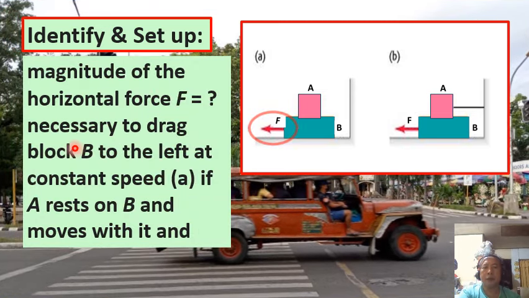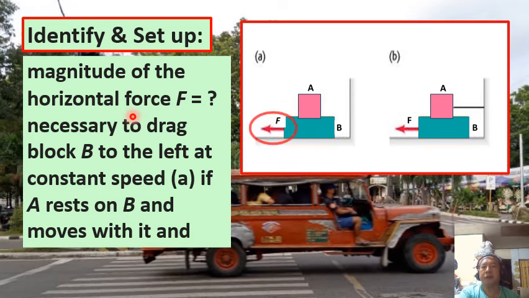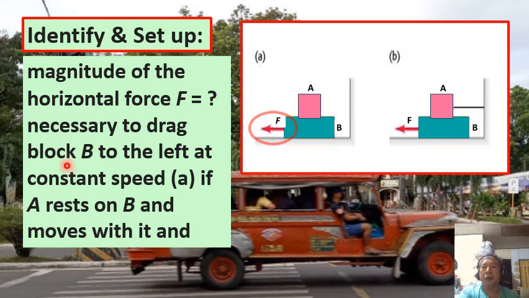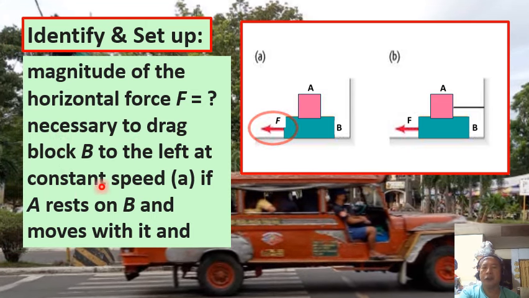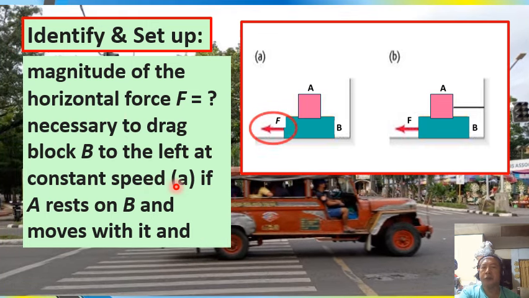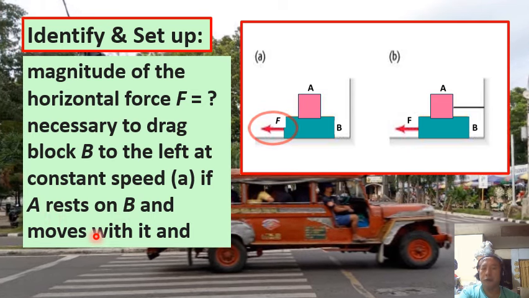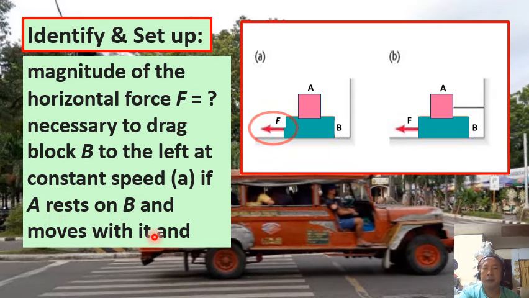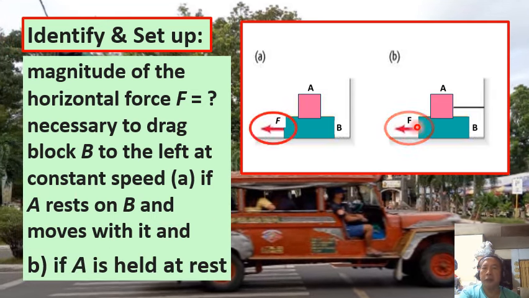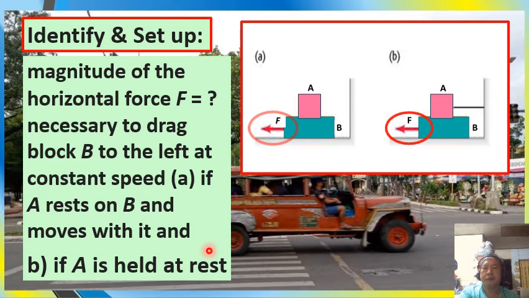So our first target variable is the magnitude of the horizontal force F that is necessary to drag block B to the left at constant speed, if in situation A, block A rests on block B and moves with it, and in situation B, if block A is held at rest.